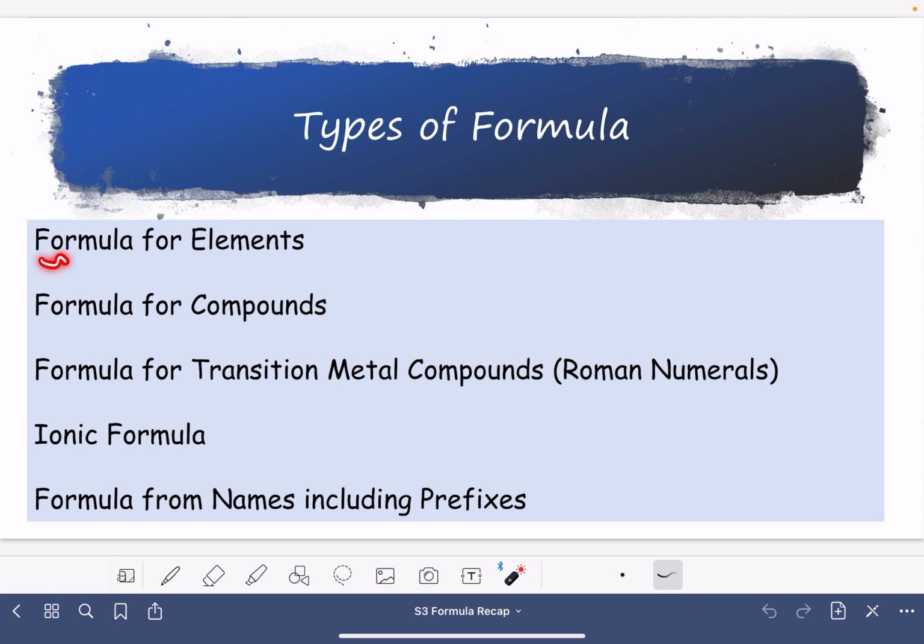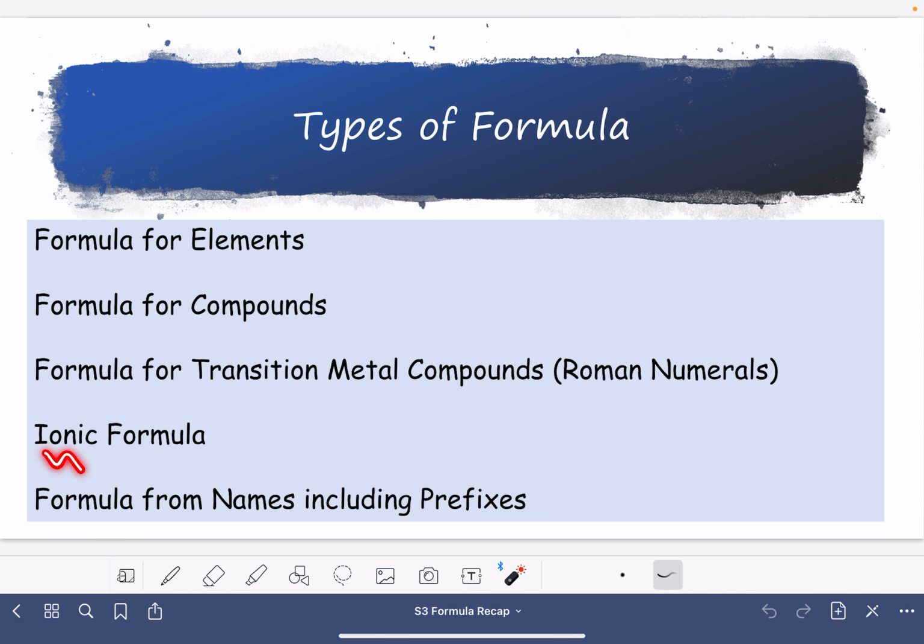So firstly, we've got formula for elements. Okay, so you could be asked for the formula of any element in the periodic table. For almost all of them, the formula would just be the symbol, but the exception is the diatomic element. You could be asked for the basic formula of compounds. At S3, we're only looking at 2-element compounds. But you could have a 2-element compound where you've got a transition metal, and you would know that because there would be Roman numerals in the name.